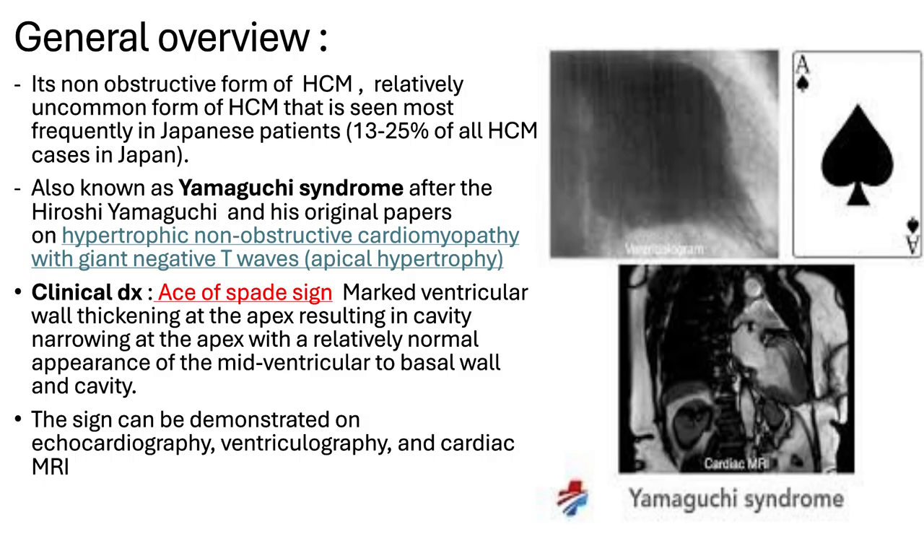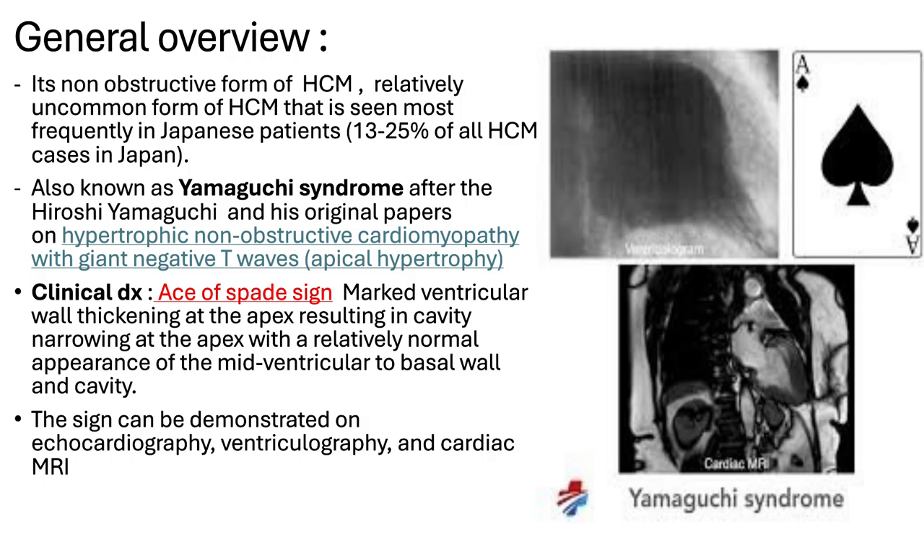It's known as Yamaguchi syndrome after Hiroshi Yamaguchi and his original papers on hypertrophic non-obstructive cardiomyopathy with the giant negative T waves observed on ECG in the 1970s.